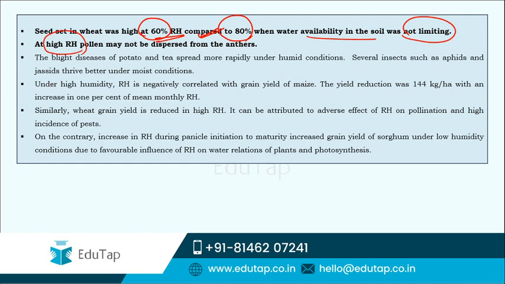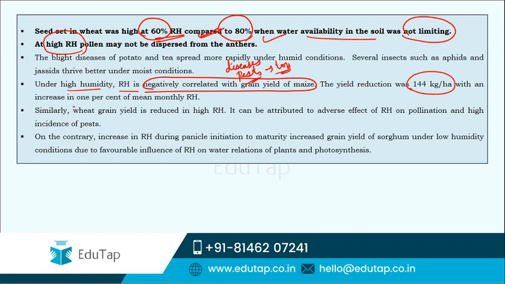And as I have mentioned, because of high humidity there will always be occurrence of diseases and pests. Based on that, again there is some loss in yield. There's one more example here: under high humidity, relative humidity is negatively correlated with grain yield in maize. The yield reduction was 144 kg per hectare with a 1% increase in mean monthly relative humidity. This is how it's impacting.